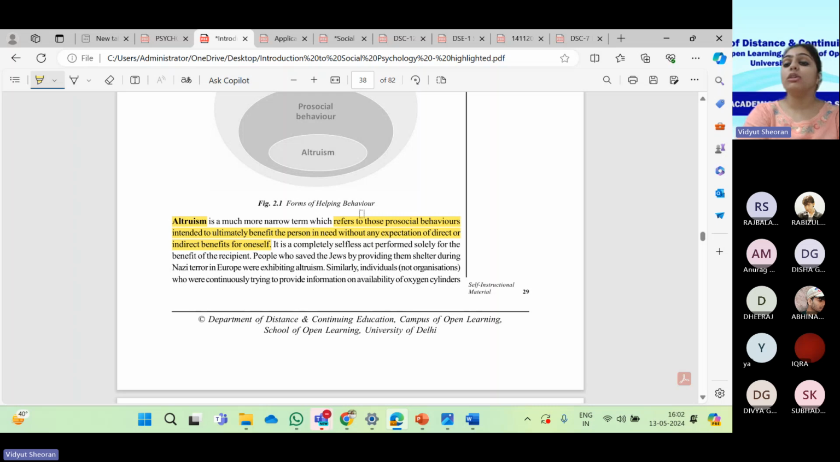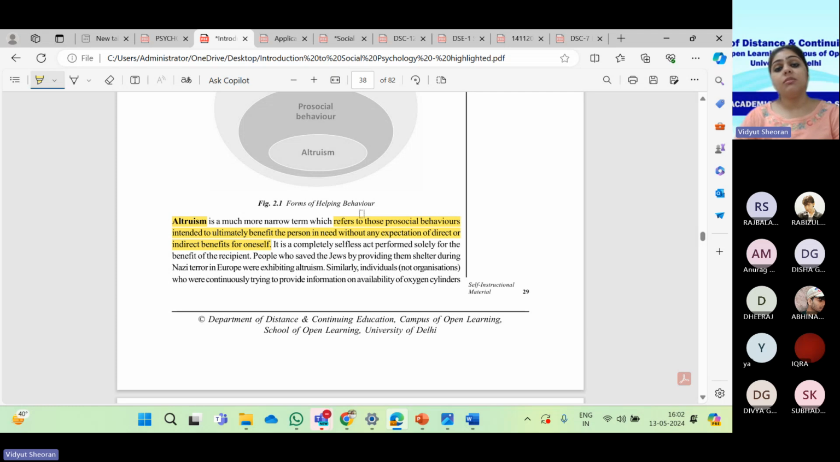Then comes altruism. You all must be knowing Mother Teresa. The way she had helped the needy children, the needy people. She didn't get anything in lieu. She didn't have any greed. कि अच्छा अगर मैं help करूंगी मेरा नाम हो जाएगा. That greed will never make a behavior pro-social or altruistic.